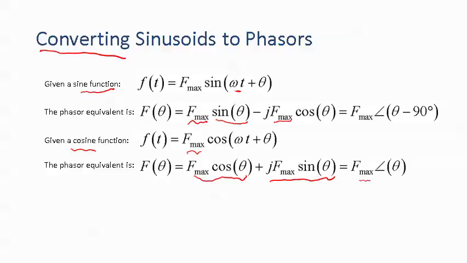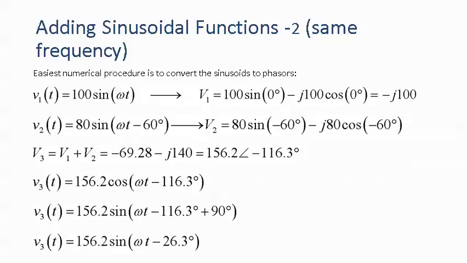So that's the operation that we do so that we can combine them as phasors, and then we can go back to the time domain when we need to. So here's where we'll add them, and we're going to continue with this numerical example.